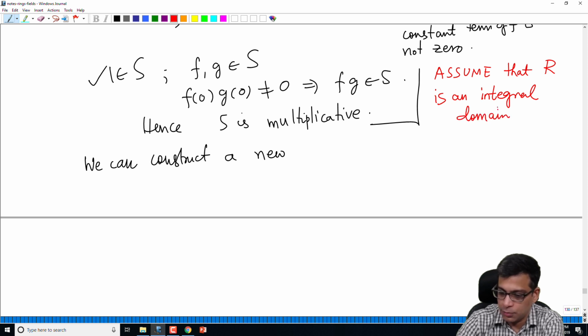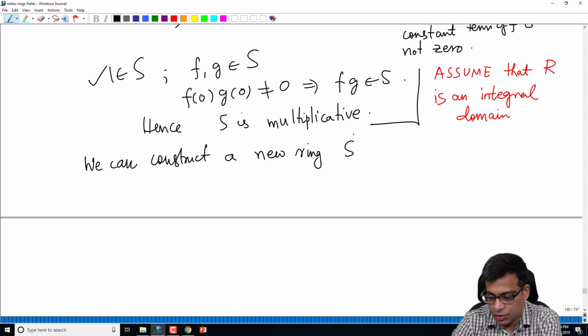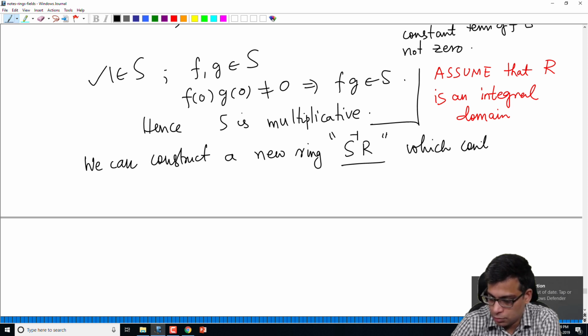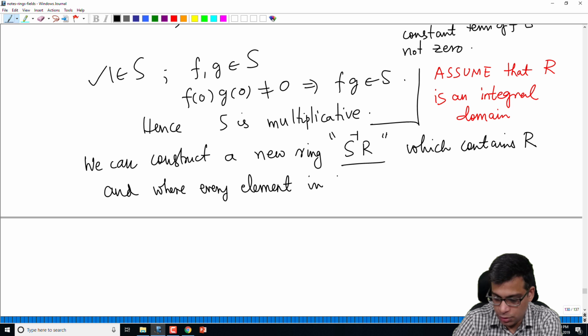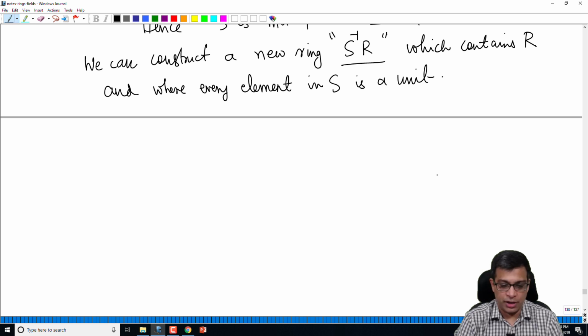From now on in this problem, we will assume that R is an integral domain. We can construct a new ring, which we denote by S inverse R, which contains R and where every element of S is a unit. I will explain what this means. More generally, there will be a function from R to S inverse R which is injective, and the image of an element of S is a unit in S inverse R.